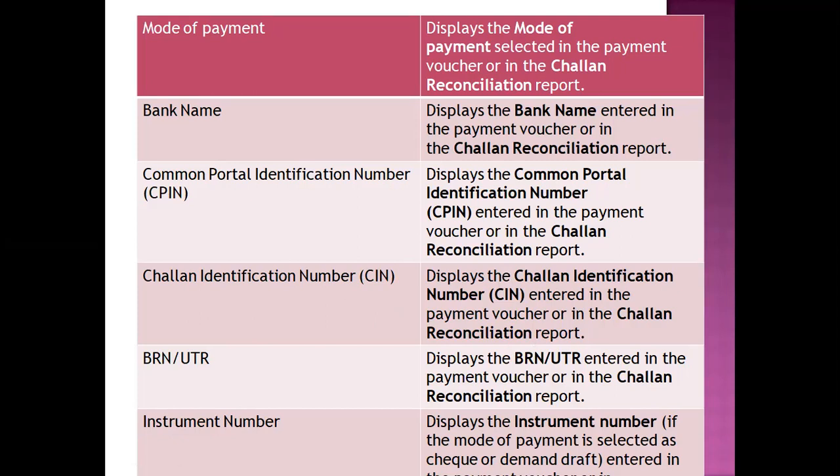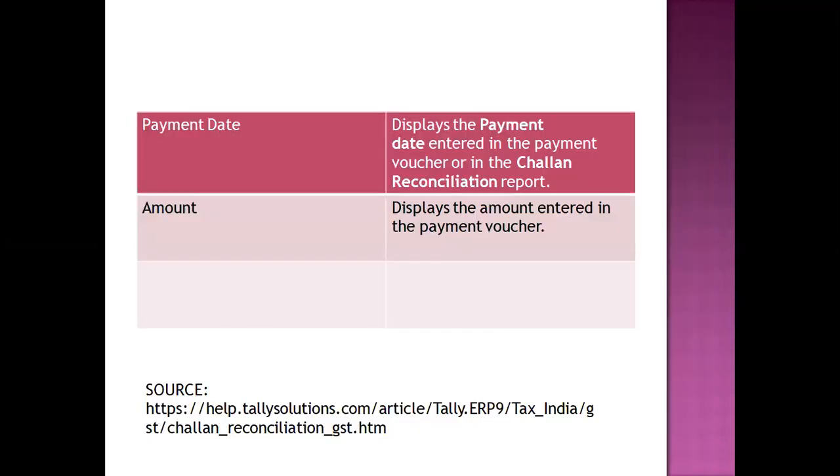These are different columns of the Challan reconciliation statement. Then payment date, it displays the payment date entered in the payment voucher in the Challan reconciliation report. Amount displays the amount entered in the payment voucher. These are the different columns of the Challan reconciliation report. Later I'll show you how to go to the Challan reconciliation report.